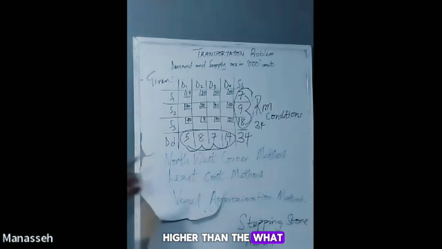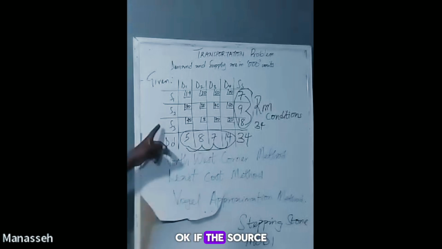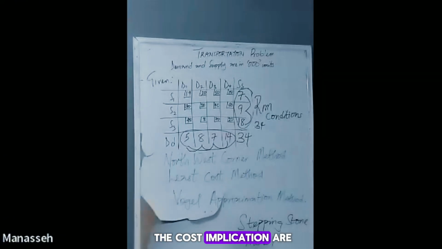But if the demand is higher than the supply, you create a dummy source, and if the supply is higher than the demand, you create a dummy destination, and the difference is going to be there, while the cost implications are going to be zero. But in this situation, it is a balanced problem. We call it a balanced transportation problem. It's not unbalanced, and we can solve it with the different methods that we have here.